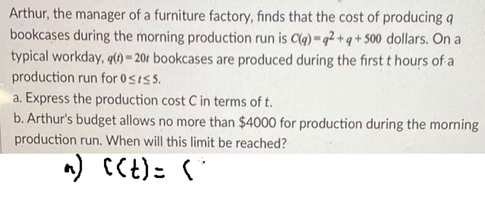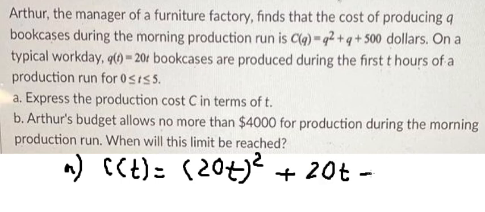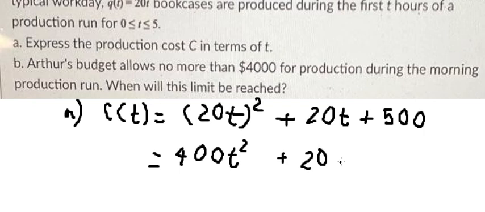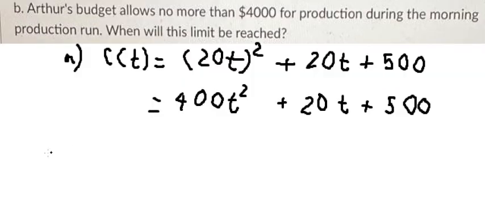equals (20T) to the power of 2 plus 20T plus 500. So we get about 400T squared plus 20T and 500. That's the first one. Now we go to the second one.